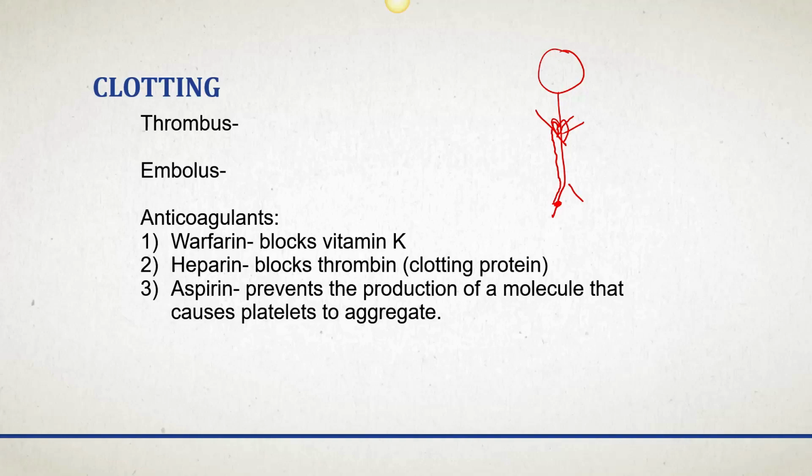If they are suspected to have a pulmonary embolism or any type of stroke or anything like that, or if they've just had a heart attack, and we need to loosen up blood flow a little bit, we do have anticoagulants. Warfarin blocks vitamin K, heparin blocks thrombin, which is a clotting protein. Aspirin prevents the production of a molecule that causes platelets to aggregate. It's important that you know the names of the major anticoagulants, but not necessarily their specific function.